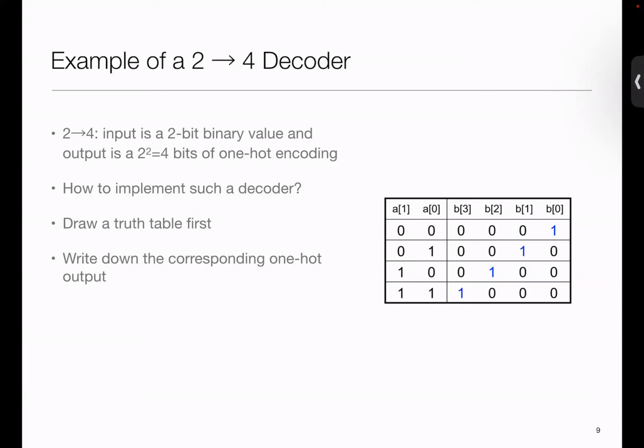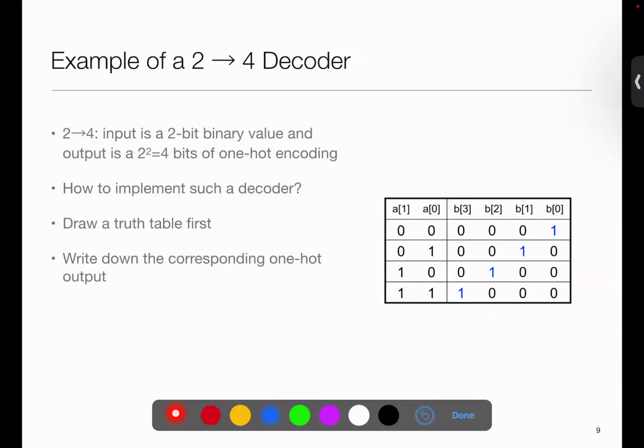So what would the expression for B0 look like? Well, if I focus on that column, then it seems it's when A1, A0 is 0, 0 that it is 1, otherwise 0. So what do you think is B0? How can I express B0 in terms of A1 and A0?